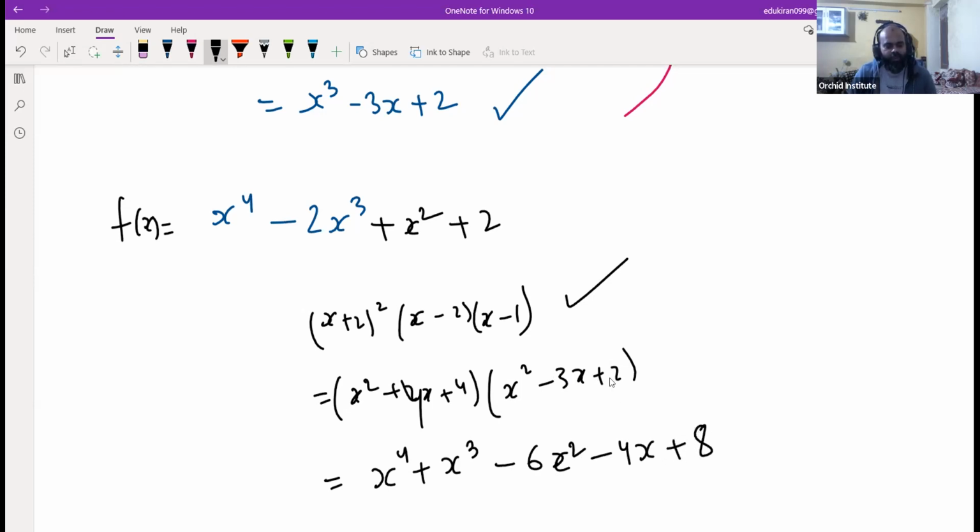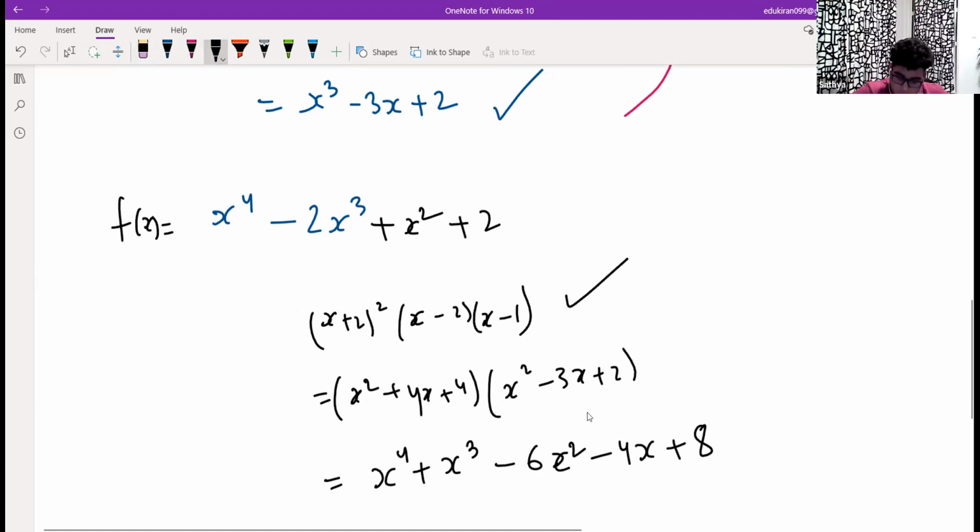Have you done the calculation correctly? Just see your calculation part. I think I did a calculation mistake. So this is the final answer.